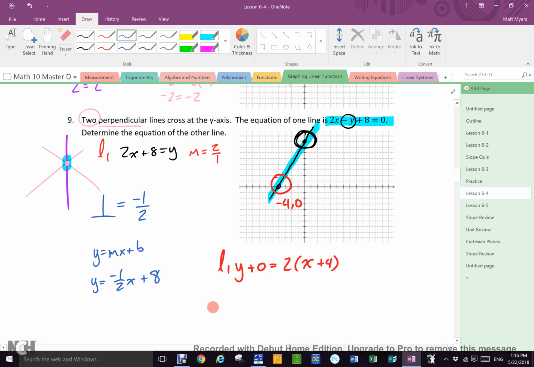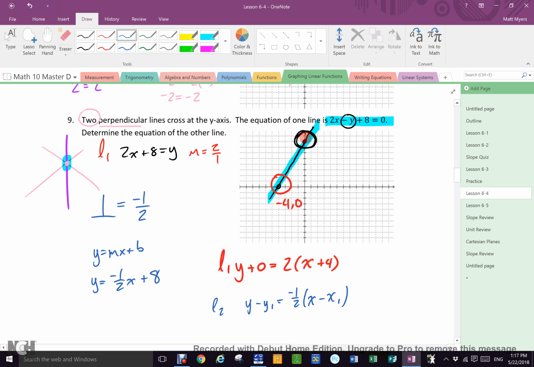And what would line 2 be? It would be y minus y1 would equal, not 2, what would it be? Negative 1/2 times x minus x1. But I don't know those two, do I? Or do I? What's my y-intercept? 8. I need a slope of negative 1/2, right?